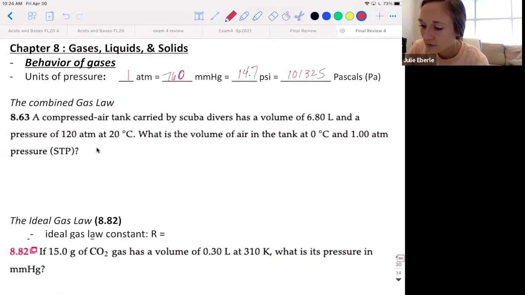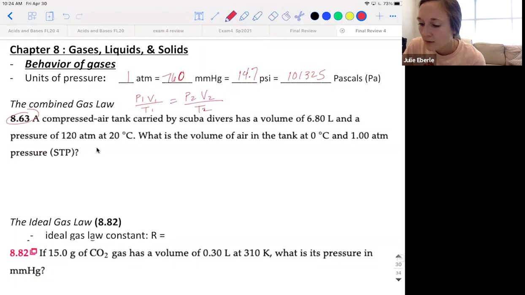Combined gas law. So we had Boyle's law, Charles' law, Gay-Lussac's law, but they all combine into the combined gas law, which is P1 V1 over T1 equals P2 V2 over T2.